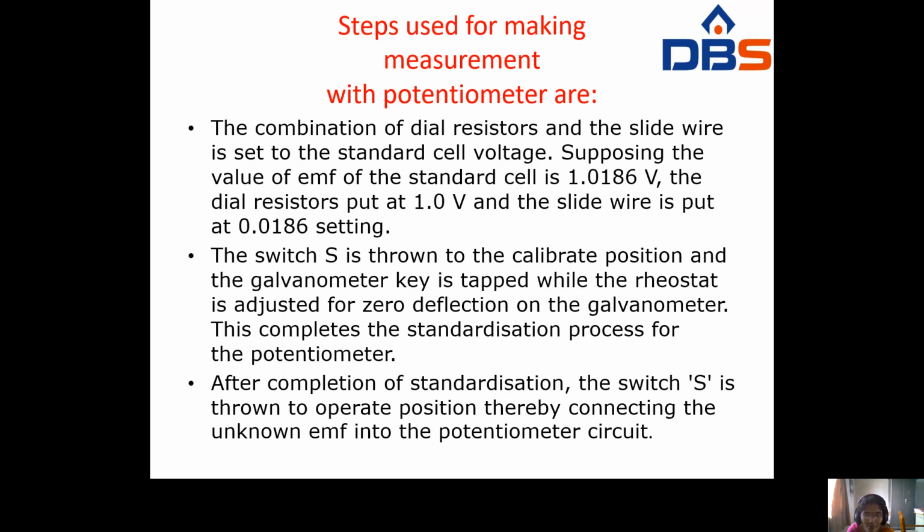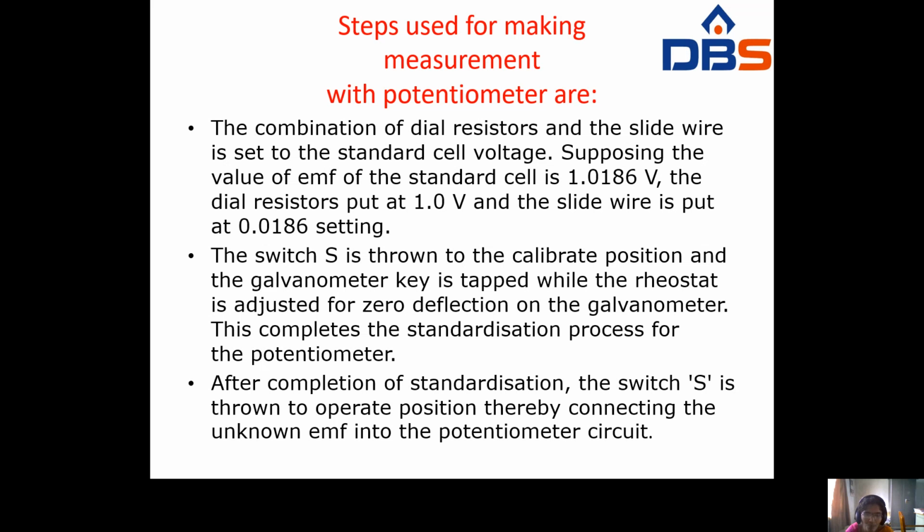See here, the steps used for making the measurement with a potentiometer. For any potentiometer, that is a DC potentiometer, the combination of dial resistor and slide wire is set to the standard cell voltage. In the previous diagram, both the dial resistors and the slide wire are set to the standard cell voltage. Supposing the EMF of the standard cell is 1.0186 volts.